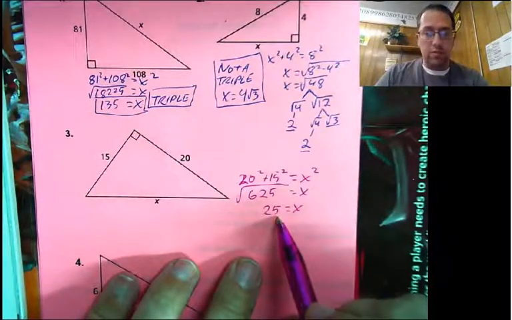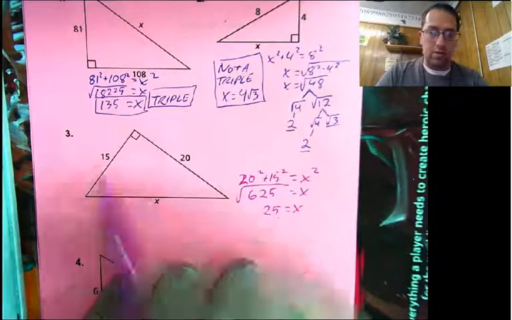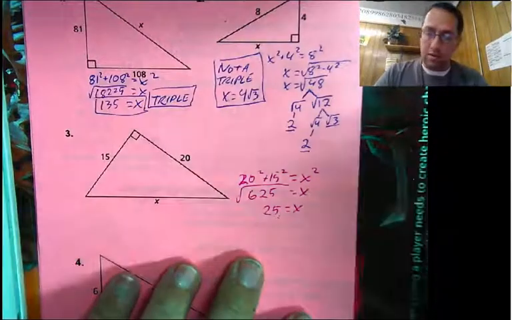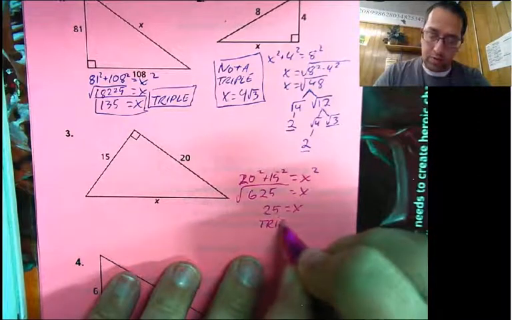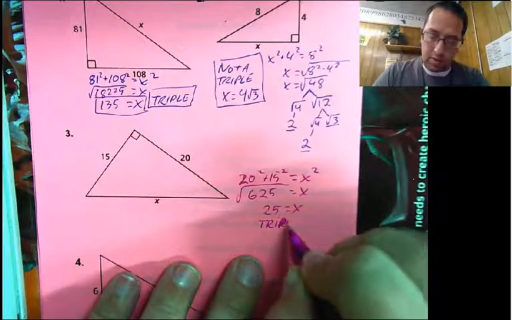Is this a whole number? The answer to all of those is yes. So the answer to is it a triple is also yes. This is a triple. T-R-I-P-L-E, helps if I could spell.